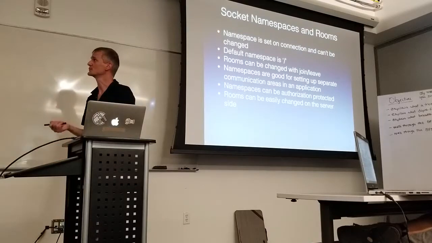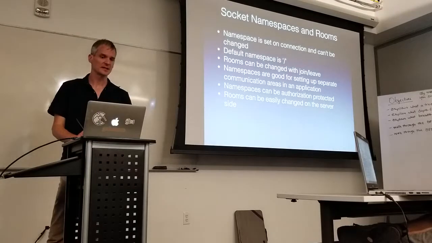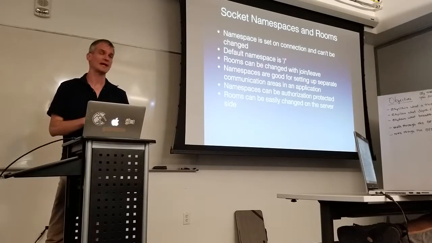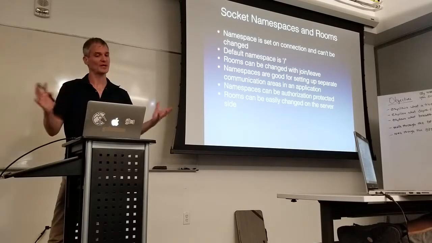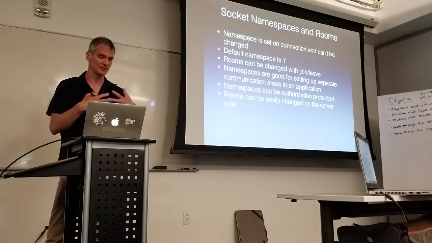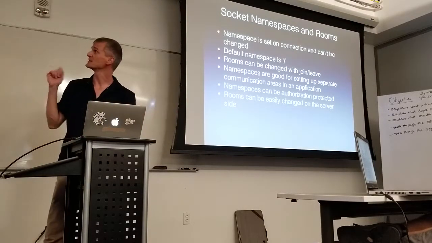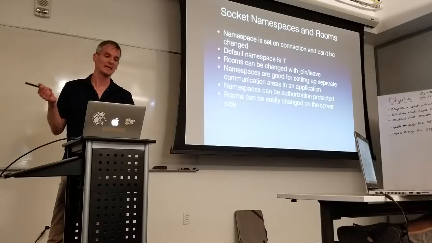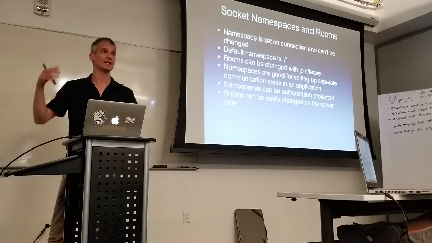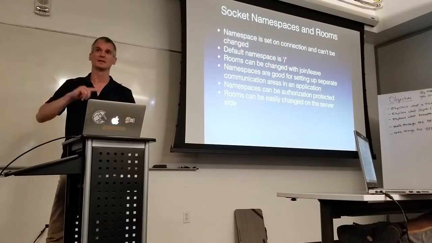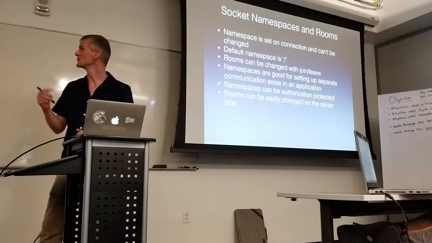We've got namespaces and rooms. A namespace for your socket, think of it as a walled garden. If you had an app that had a bunch of different places where you were communicating and you didn't want users to be able to talk to each other, you can set up separate namespaces. Namespaces are set on connection and you can't change them. Rooms, however, can be changed. Like we saw in the app, we had 3 different rooms where you could click the button and jump in and out of rooms. You can programmatically, on the server side, change rooms.